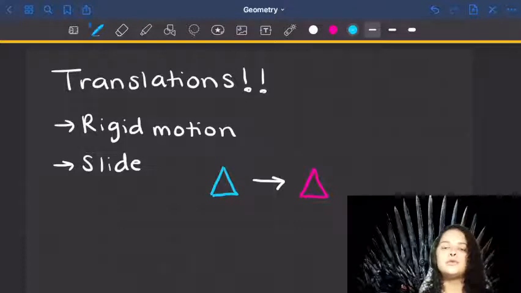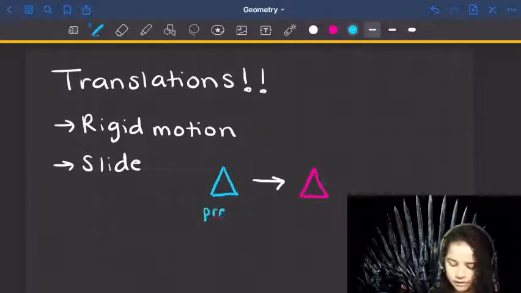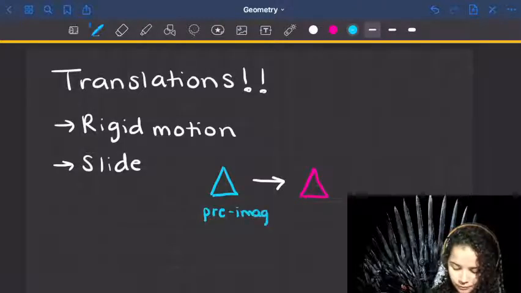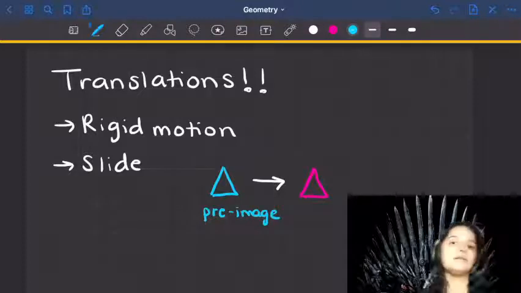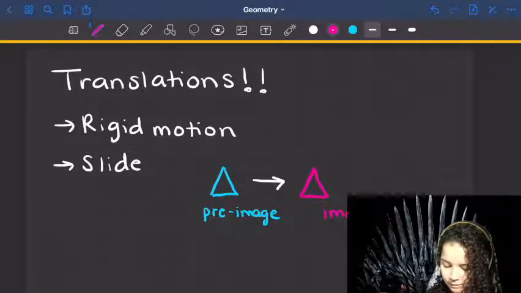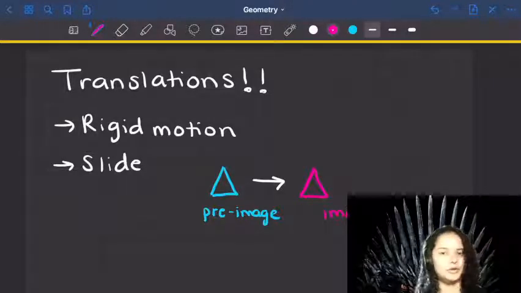And the blue triangle is called the pre-image. So I talked about this in my video last week as well. Pre-image is before you do any transformation, and the pink one is the image. So after you do whatever motion you do to it, that's what we call the image, okay?